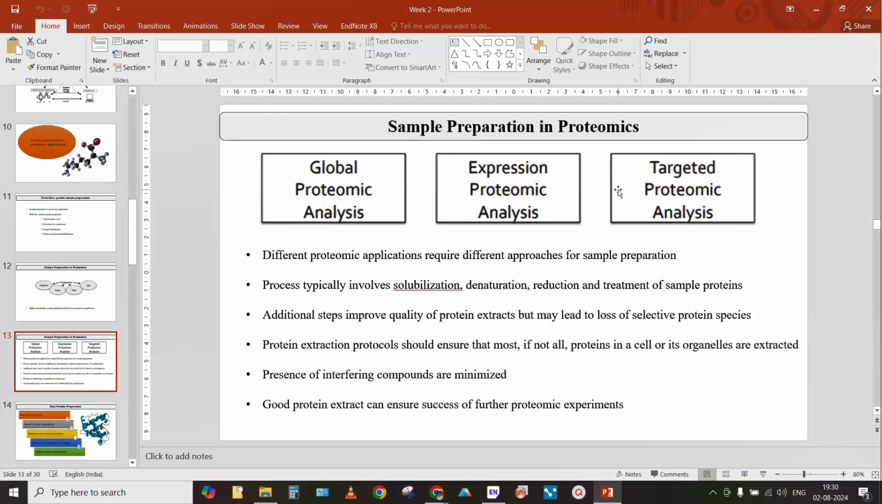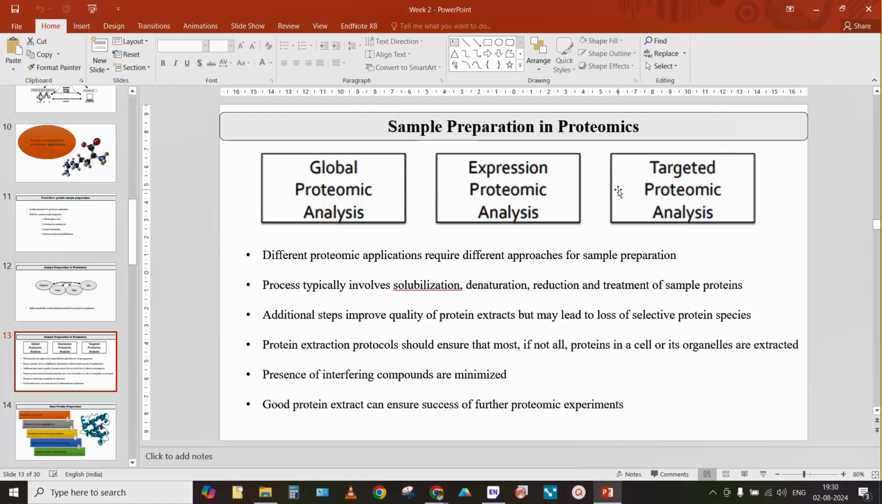When I'm talking about global proteomic analysis, it means your aim is to characterize all the proteins present in the given sample. Expression proteomic analysis means you are mainly interested in those changes which are big due to any chemical or treatment, those that are induced, either going up or down, where the protein amount is changing. The protein expression analysis is most commonly used for various types of clinical and different studies.